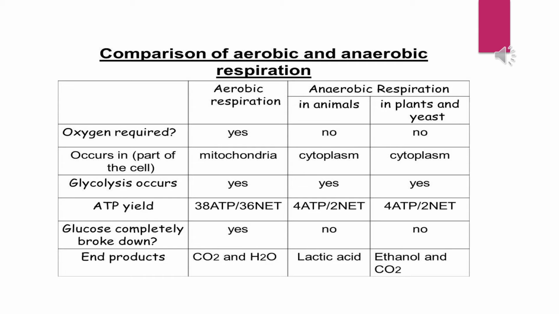Now next point, is glucose completely broken down? Yes, in case of aerobic respiration, glucose is completely broken down. But in case of anaerobic respiration, no. The answer is no in case of plant and animal both. And the last point is end products. The end products of aerobic respiration are carbon dioxide and H2O, that is water. But in case of anaerobic respiration, in animals, the end product is lactic acid. And in case of plants, the end products are ethanol and CO2.